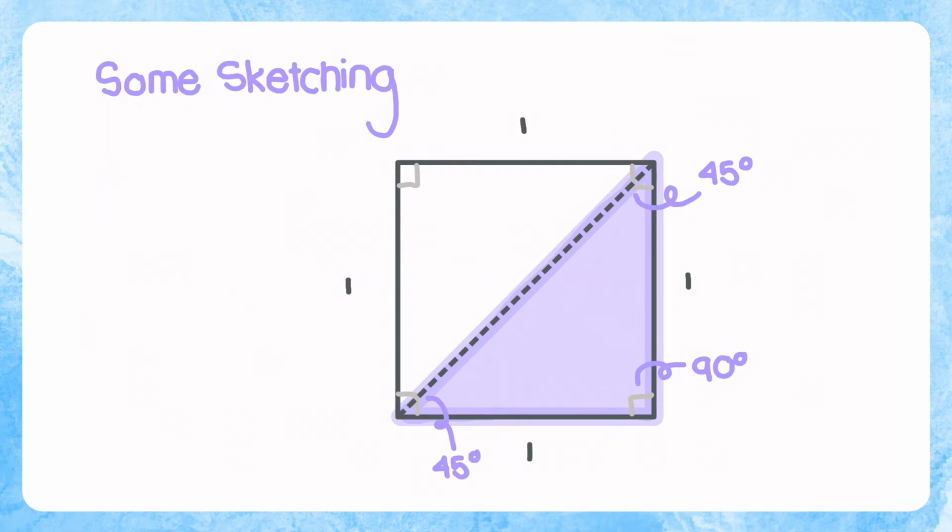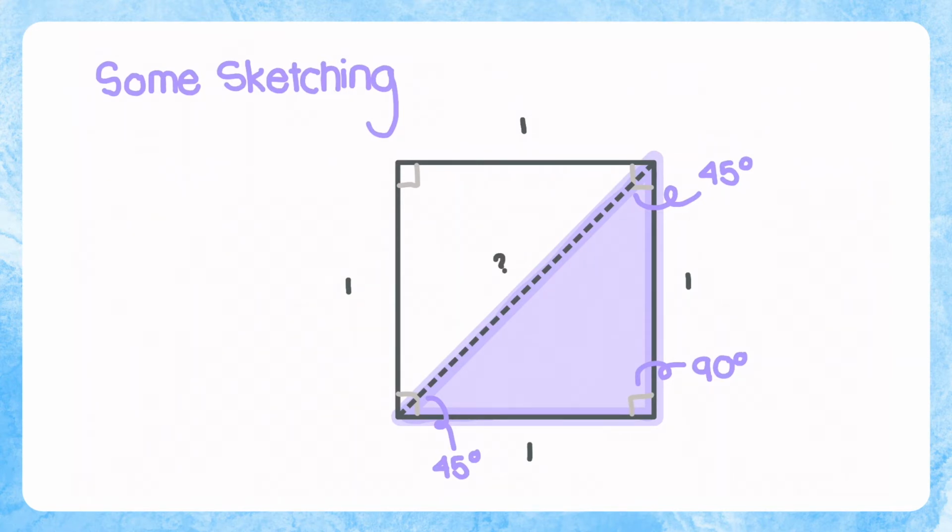And I can make sure by adding up the three angles, and I notice that the three angles do add up to 180 degrees. I'm also going to look at the side lengths of this triangle, so I know that each leg has a side length of 1. But what about the hypotenuse? What's the length right here?